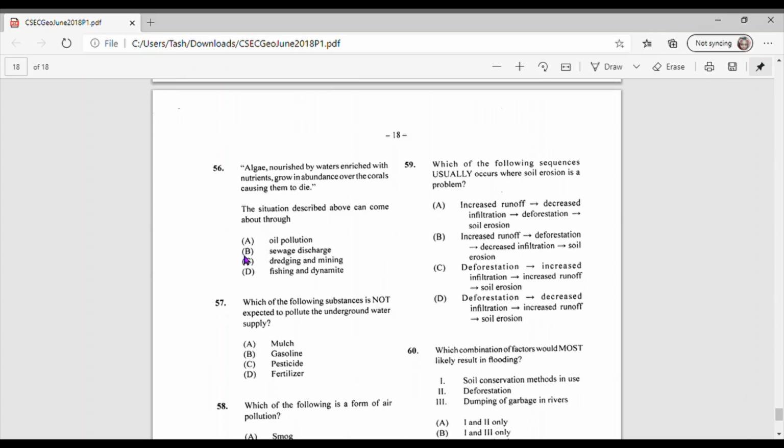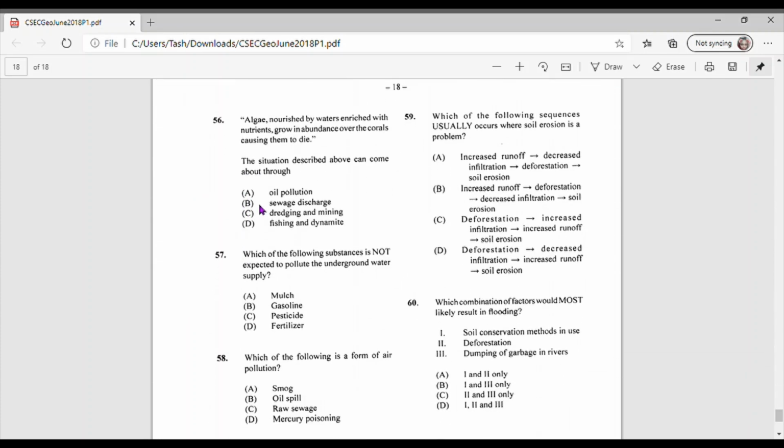56. Algae nourished by waters enriched with the nutrients grow in abundance over the corals, causing them to die. The situation described above can come about through A, oil pollution, B, sewage discharge, C, dredging, D, fishing, and dynamite. So I would say letter B for number 56, sewage discharge.